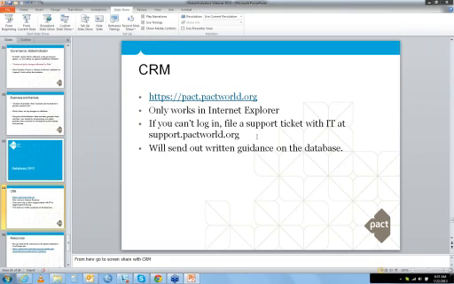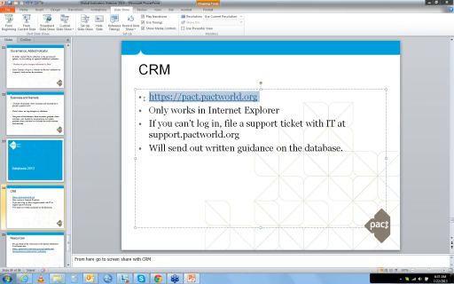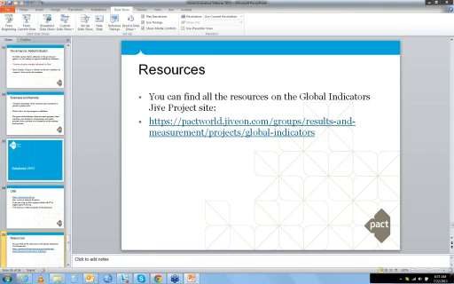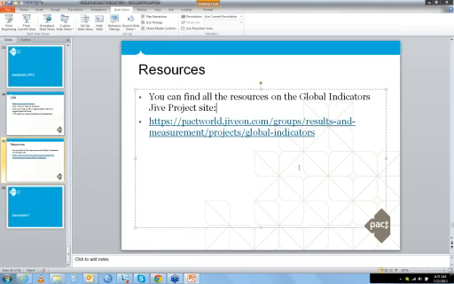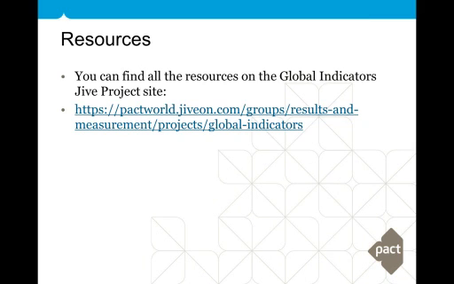Again, in terms of CRM, the website address is here. It's pact.pactworld.org. It only works in Internet Explorer. If you can't log in, file a support ticket with IT at support.pactworld.org. And this year we're going to start archiving the global indicator resources on Jive, since hopefully it's going to be a little bit easier for everyone to access than the intranet.